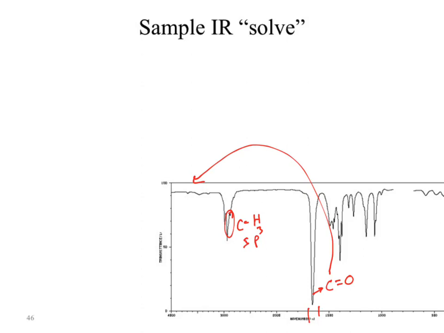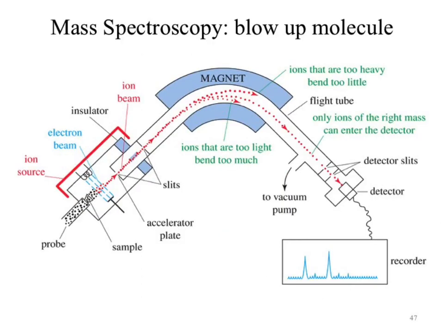That's IR. So we've done 2 forms of spectroscopy in like 45 minutes. Mass spec. Okay? You literally take a car and you blow it up. Let's try that again. You don't take a car and blow it up. You take the molecule and blow it up.